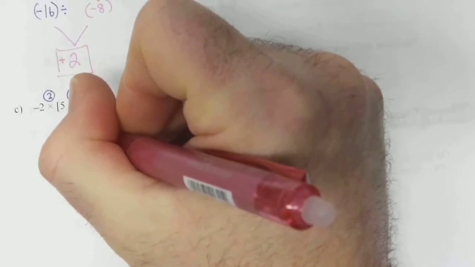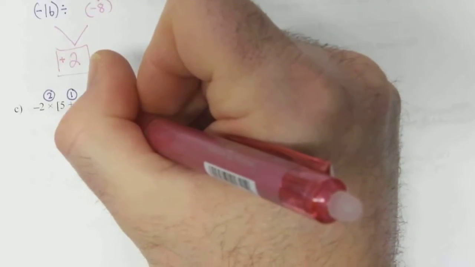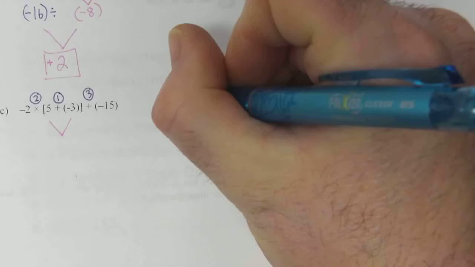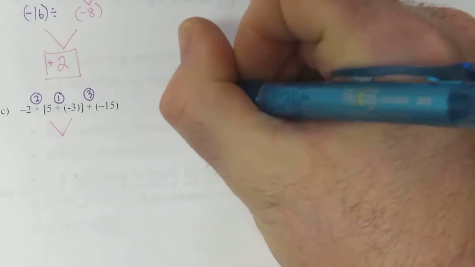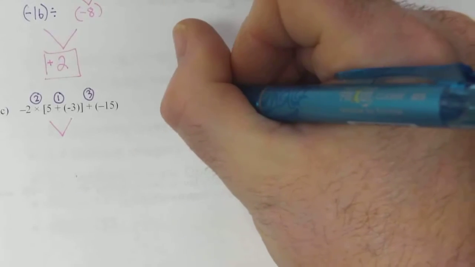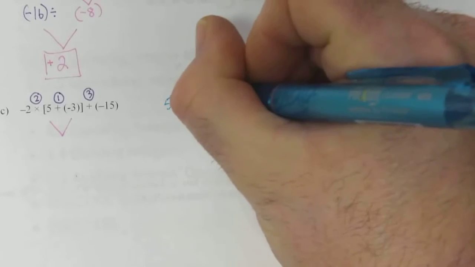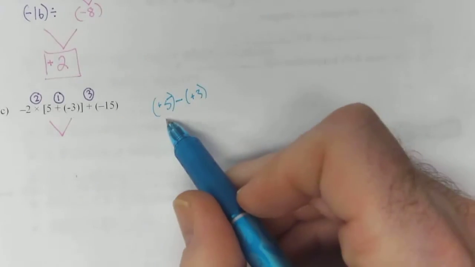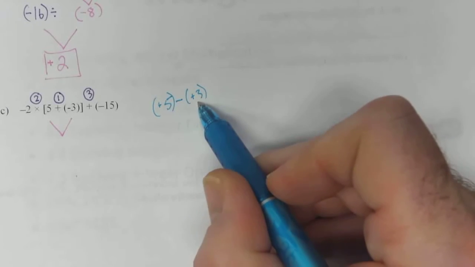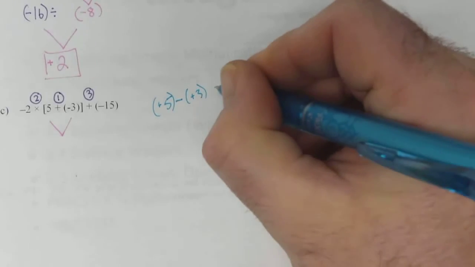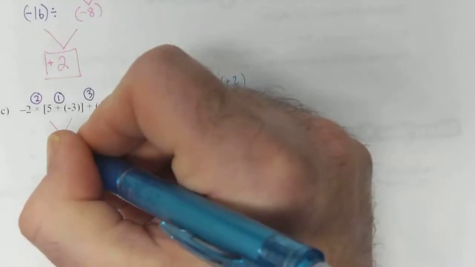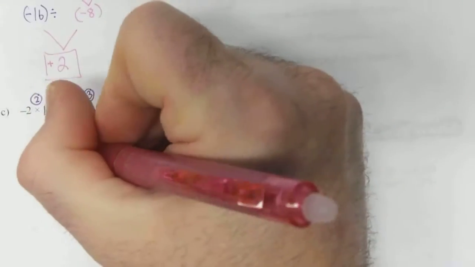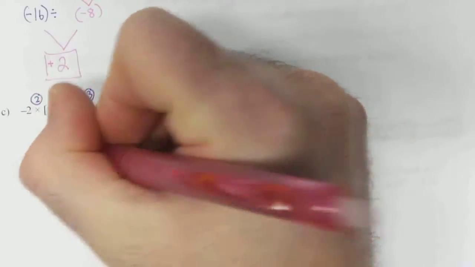Again, step 1, 5 plus negative 3. If you're not sure about that, try doing it where you're subtracting the opposite. So 5 minus a positive 3. Start at 5 on your number line and subtract 3. You're moving to your left, so that's going to be equal to positive 2. So this then becomes positive 2.